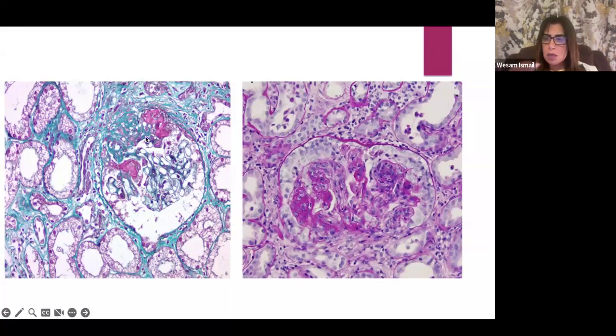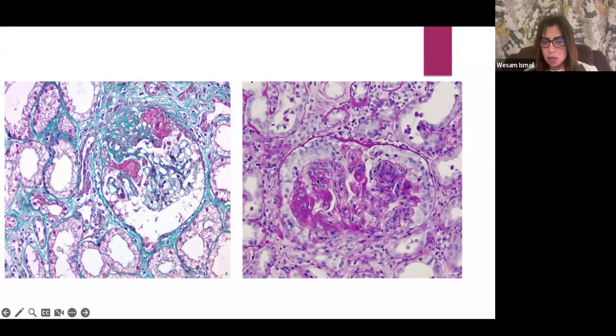So this is what we mean by activity and chronicity: you can have in the same glomerulus, which has a character of lupus or any vasculitis, actually, but more of lupus, evidence of chronicity like segmental sclerosis and evidence of activity like fibrinoid necrosis. And again, it's going to be scored twice.